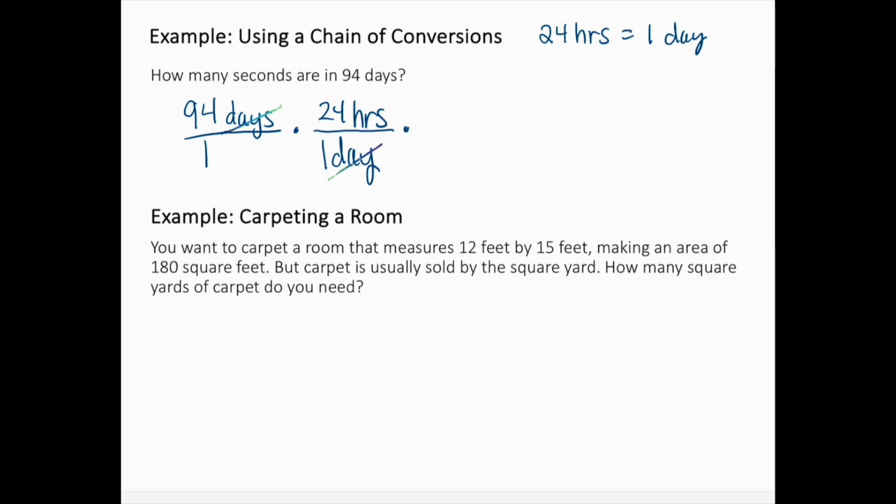So we're going to put in another conversion factor. I know that in 1 hour, that's 60 minutes. I want to get rid of hours. I don't want hours in my answer. So I'm going to put 1 hour on the bottom and 60 minutes on the top. And that will allow me to cross off the hours.